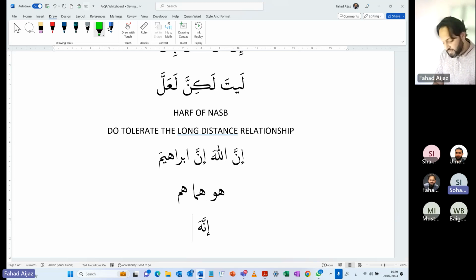Whereas in another case, for example, bihi, this is going to be a jar attached form, right? Just because there is a ba before it, it's a harf of jar. So just by looking at the harf, you can tell the status of that ism.